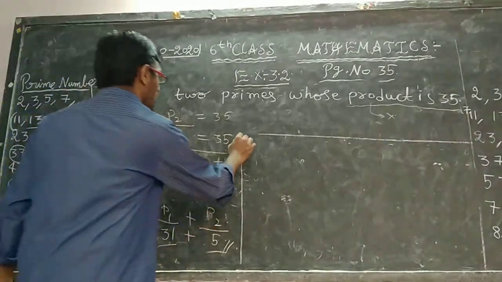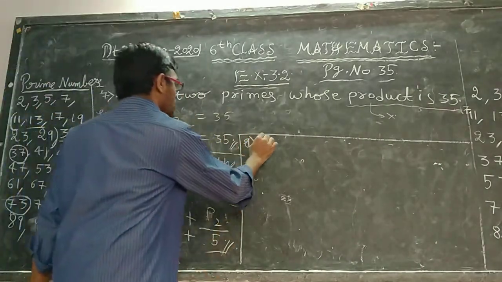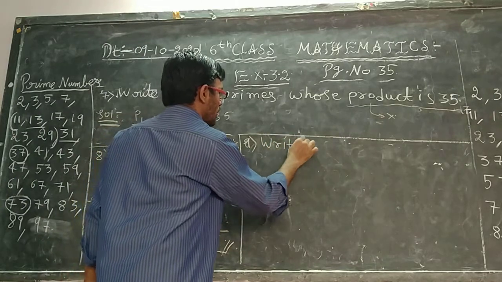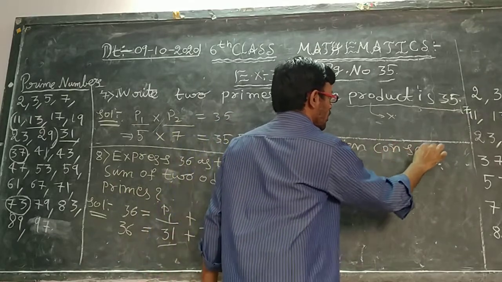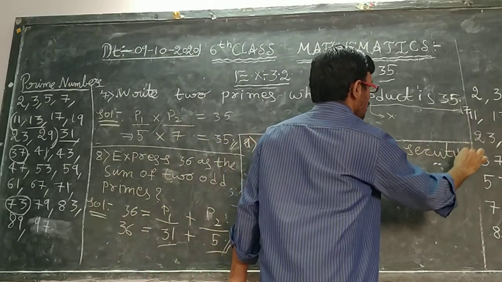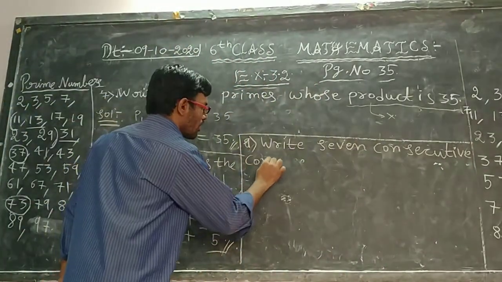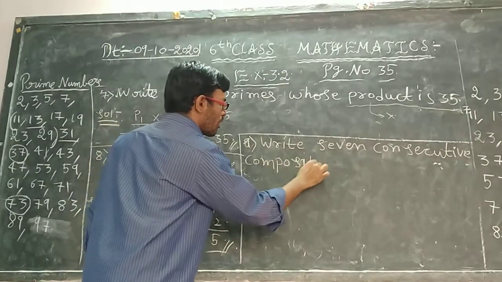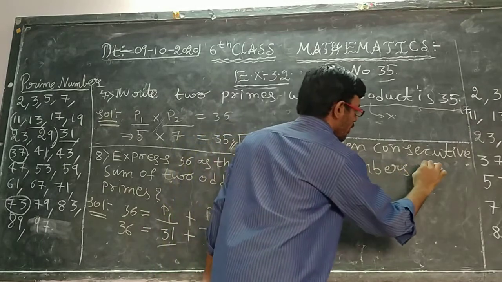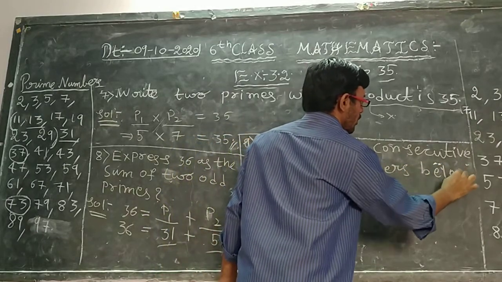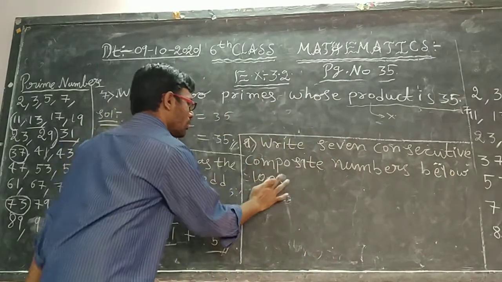Next, the 9th one. What is the 9th one? Write 7 consecutive composite numbers below 100. Below 100.